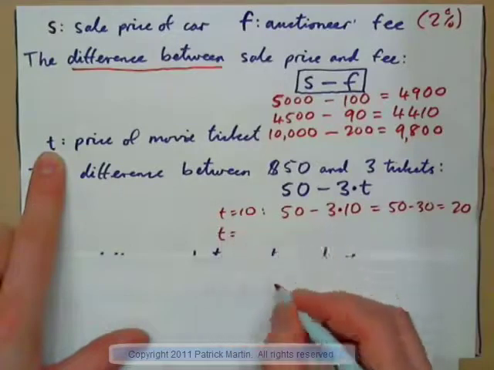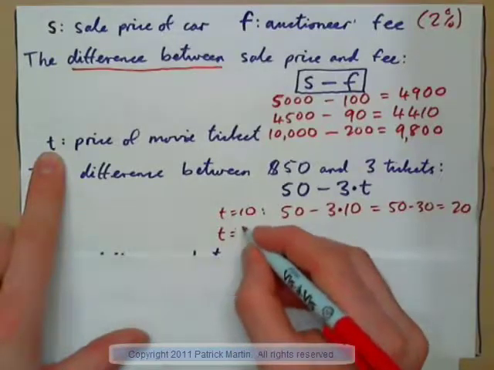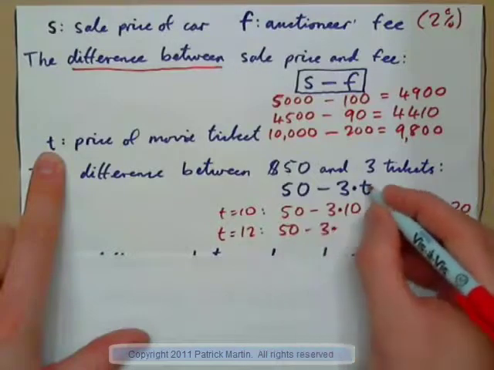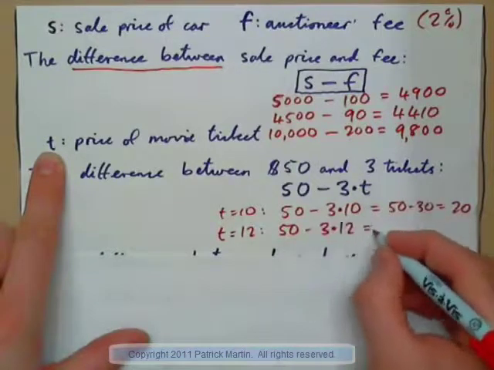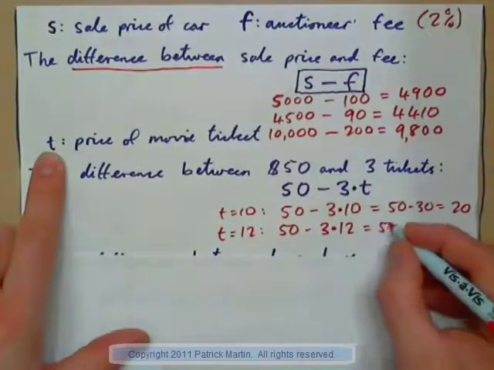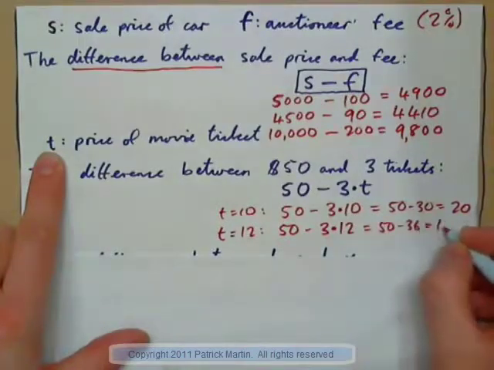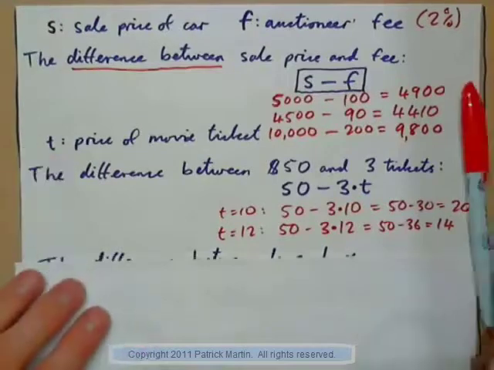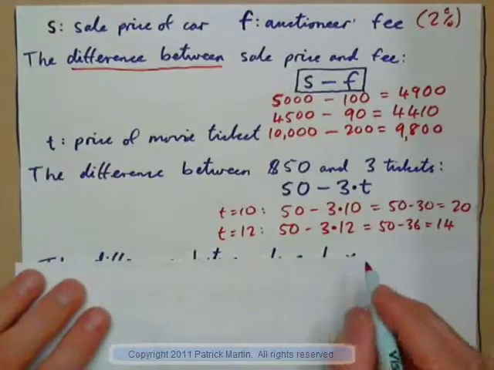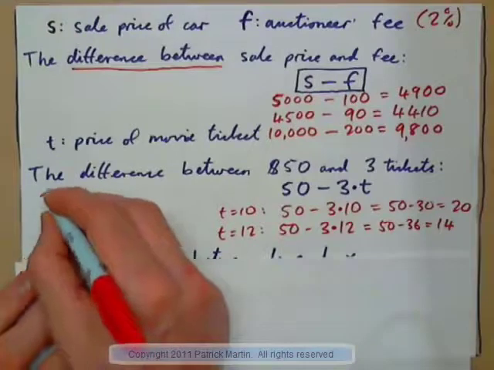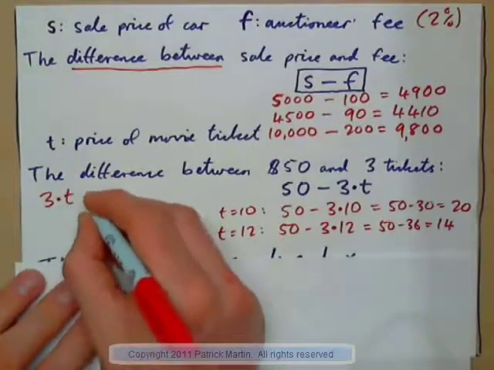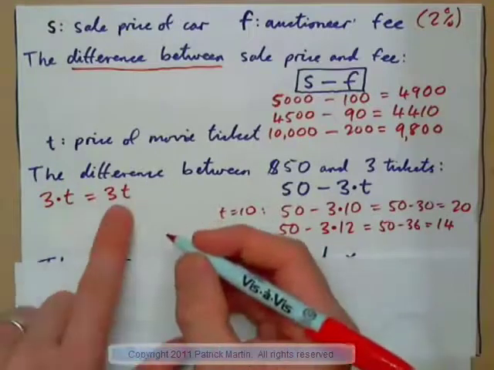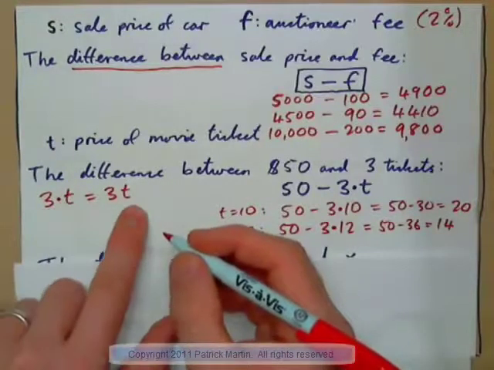If the tickets cost $12 each, it would be 50 minus 3 times 12 in place of T. So that would be 50 minus 36, and you'd have $14 left, okay? Just as a side note, if you have 3 times T, that's simply written 3T, 3 tickets. So 3 times a ticket is just 3 tickets.